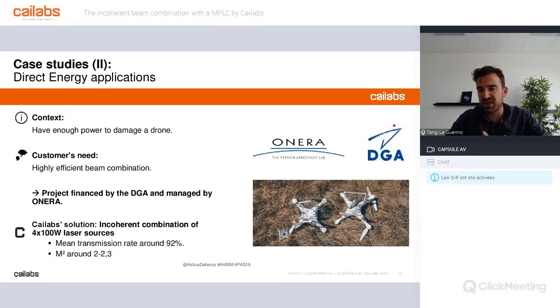Cailabs is also working on projects about directed energy applications where the aim is to have enough power to damage a drone. And at these wavelengths, around 1 micrometers, the challenge is to obtain the best combination efficiency to provide something small in order to be embeddable in the future. In recent months, we worked, thanks to the DGA, on the project managed by the French Aerospace Lab, ONERA, on the development of an incoherent combination of 4 times 100-watt laser sources at 1 micrometers. And we validated a mean transmission rate around 92% and an M-square value between 2 and 2.3.